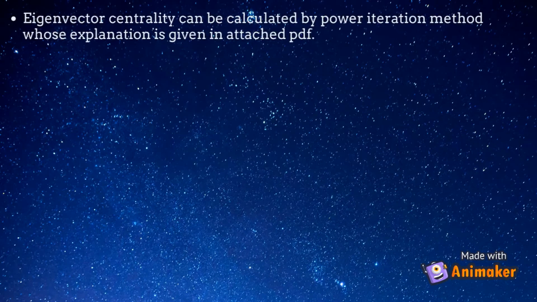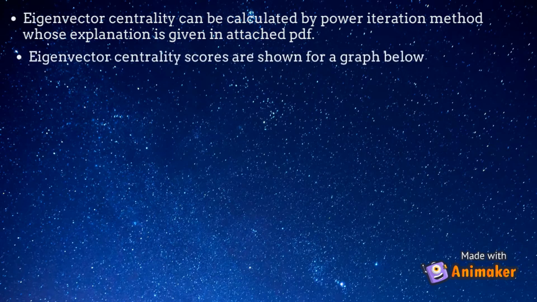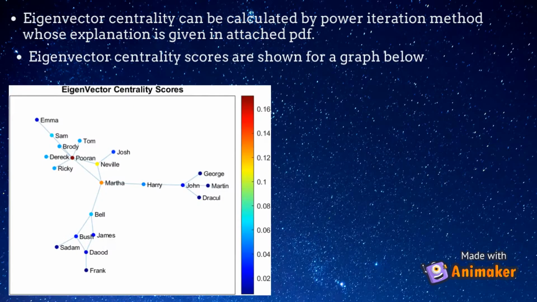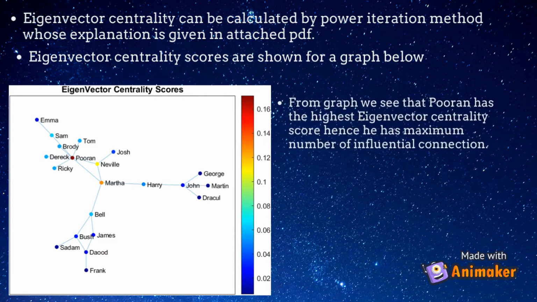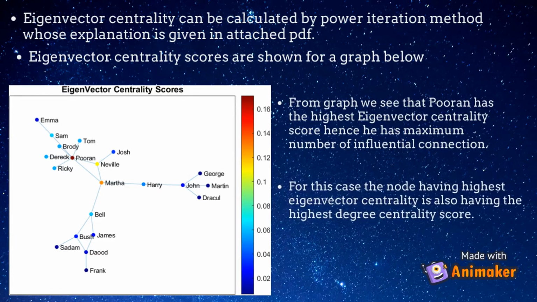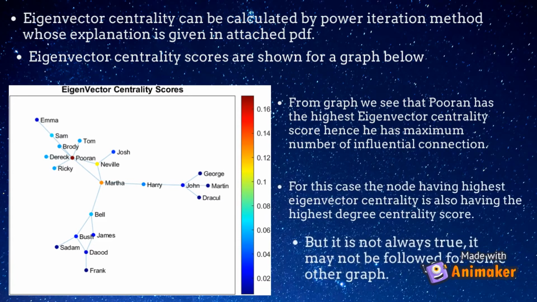Eigenvector centrality can be calculated by the power iteration method, whose explanation is given in the attached PDF. Eigenvector centrality scores are shown for a graph below. From the graph we see that Poron has the highest eigenvector centrality score, hence he has the maximum number of influential connections. For this case the node having the highest eigenvector centrality also has the highest degree centrality score. But it is not always true, it may not be followed for some other graph.